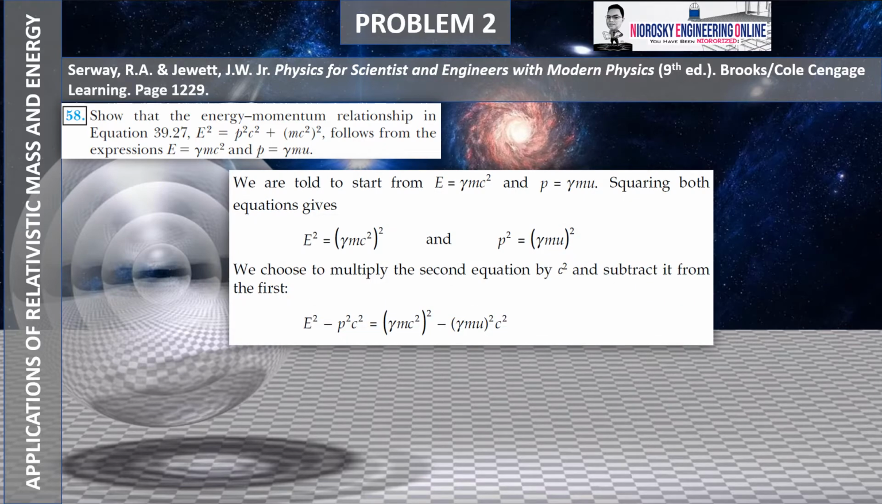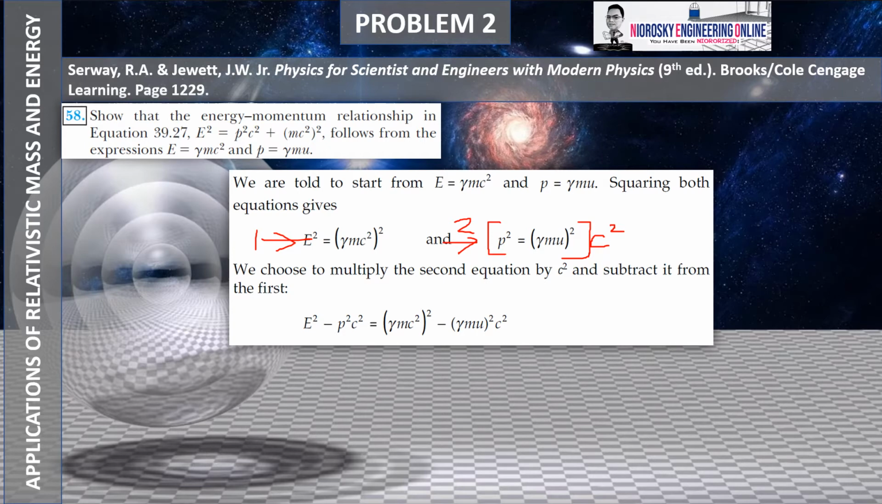Let's try to multiply the second equation by c squared and subtract it from the first. Meaning, we need to multiply the second equation by c squared, the square of the speed of light, so that they have commonality of units. Then, after that, we can take the difference. Let's say this is the first, and this is the second equation.